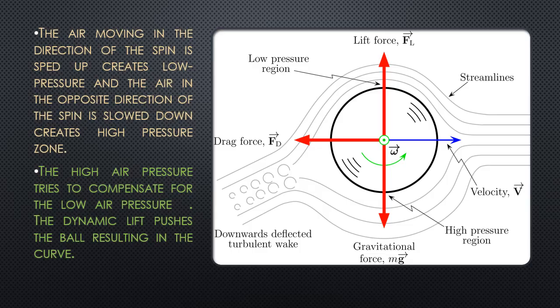In this picture, you can see that there is a lift force on the upper side and the gravitational force on the lower side, and the green arrow with the omega provides the angular velocity, that is for the spin. On the left hand side you can see the drag force, which is due to the airflow in the backward direction, and on the right hand side you can see the air speed moving forward. There is a low pressure zone on the upper side and a high pressure zone on the lower side, and on the left hand side you can see that there is a turbulent wake for the downward deflection.